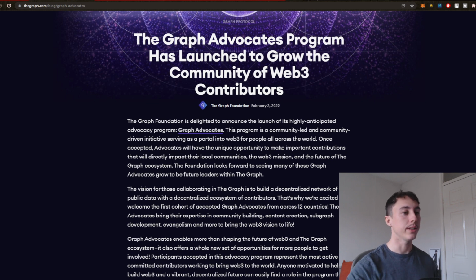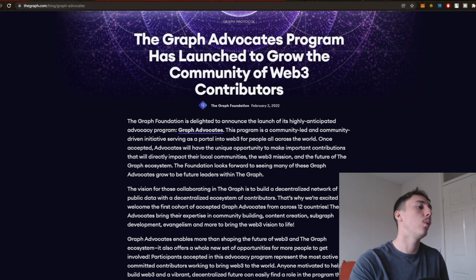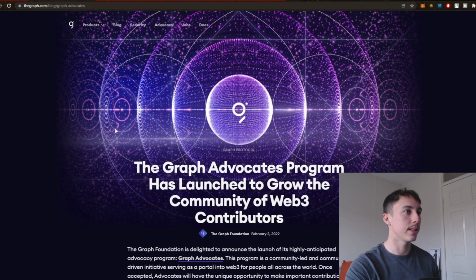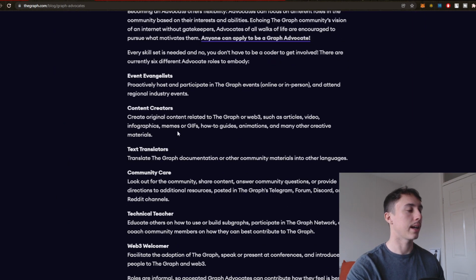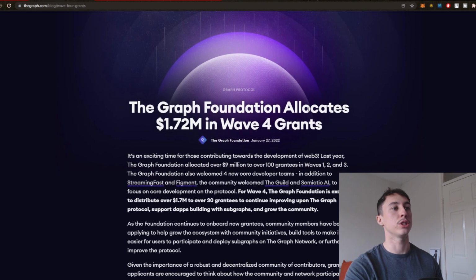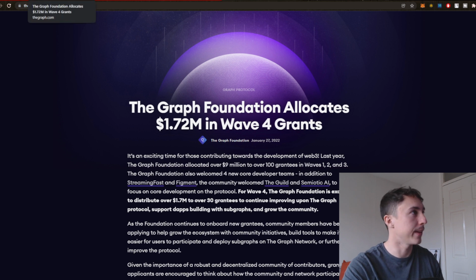So really nice to see this particular collaboration, to build a decentralized network of public data with a decentralized ecosystem of contributors. This is some really bullish news looking ahead for the future. Very nice to see that. And of course, we've also got the Graph Foundation, which allocates $1.72 million in Wave 4 grants. So a lot of funding, a lot of money going into the project and the development side of things.